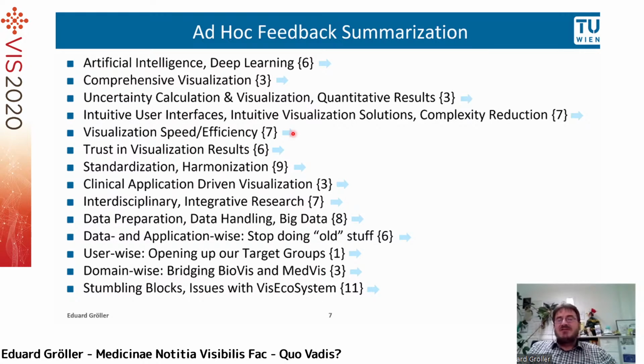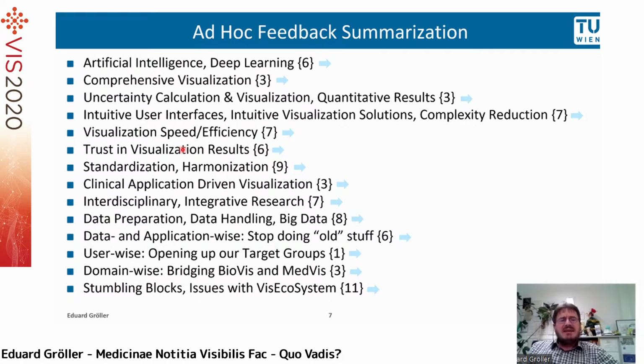Visualization, speed, and efficiency. Bernhard was mentioning this in the context of virtual reality, but sometimes people are interested in the combined interaction, visualization, maybe machine learning, and then the systems should be fast enough to have a real-time interaction with rich visualizations, for example. Trust was mentioned also by Anna, but that doesn't only involve artificial intelligence and deep learning.